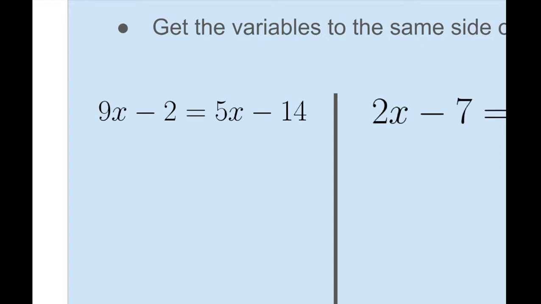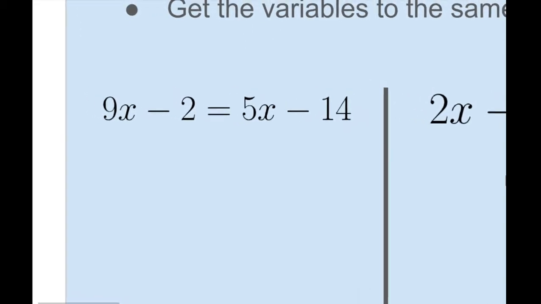So if I look at this example here, 9x minus 2 equals 5x minus 14. If I want to get the x's on one side, I need to get rid of them from the other. In this case, it doesn't really matter which ones we get rid of. I'm going to say let's get rid of the 5x. If I want to get rid of a plus 5x, I need to minus 5x from the one side. Again, to keep it balanced, I need to subtract 5x from the other side.